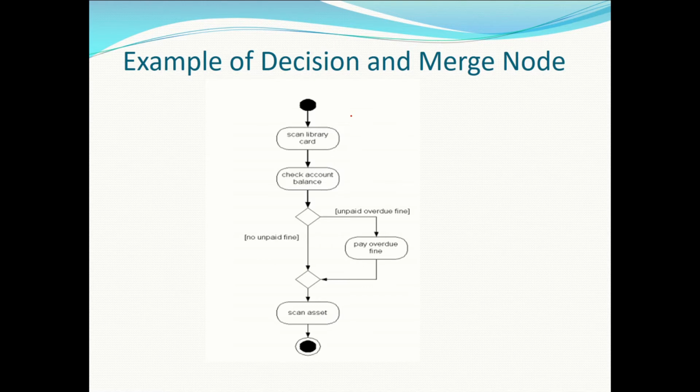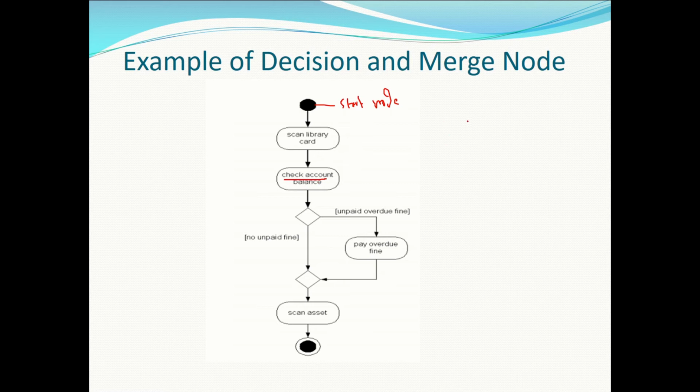This is another example. Say you are going to the library and you want to check your balance on the card, because there is a library somewhere where people can borrow books or buy books, and they have cards. So this is the start node here. And here we have scan library card, and when you scan the card, there's a process called check balance.